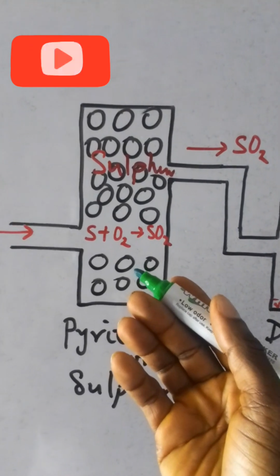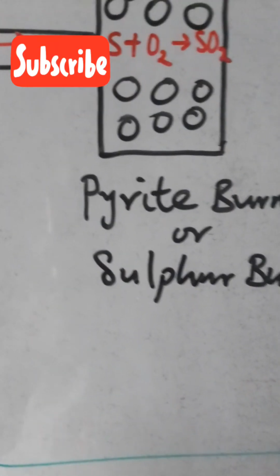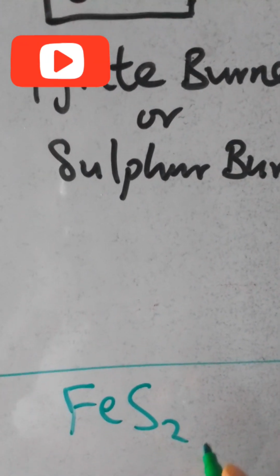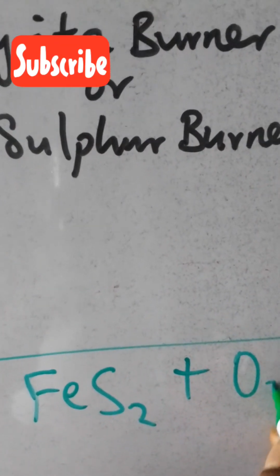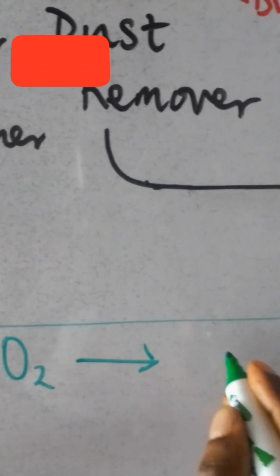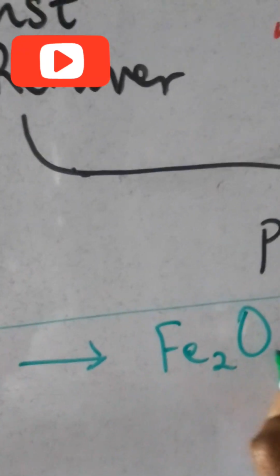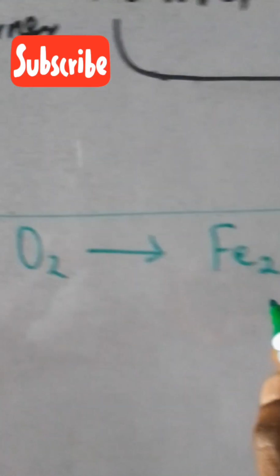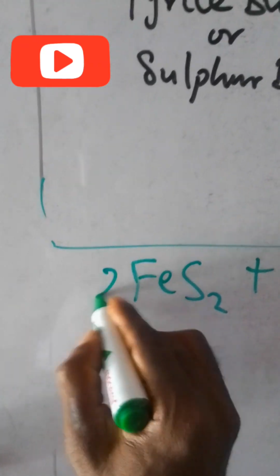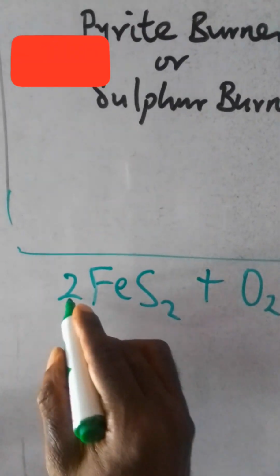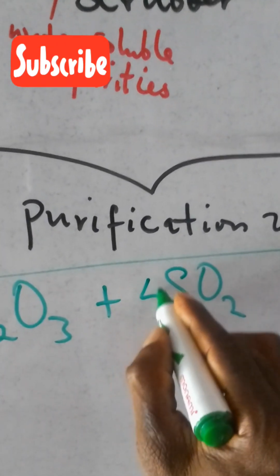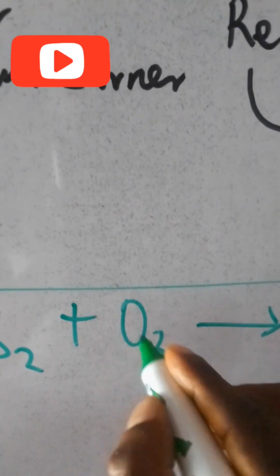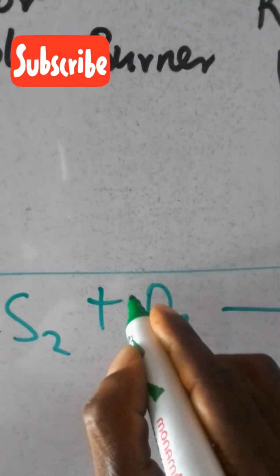Or if pyrite is used, pyrite is FeS2. If it is used, it reacts with oxygen to produce iron 3 oxide and sulfur 4 oxide. To balance the equation, iron is 2 here, so coming to the reactant side, you write 2. Now sulfur is 2 times 2, 4. Coming here, you write 4. Oxygen is 4 times 2, 8, plus 3, 11. Coming here, what we multiply 2 by to get 11 is 11 over 2.